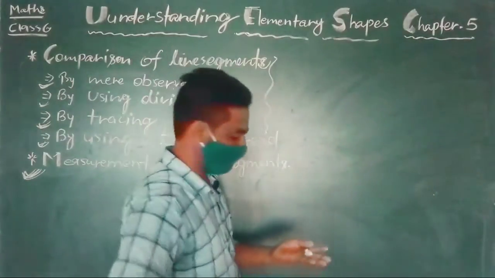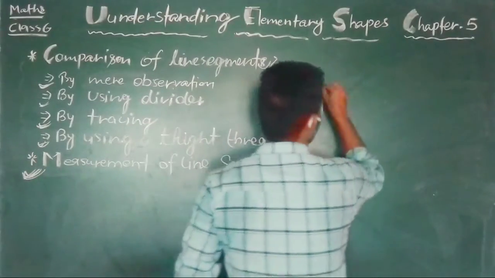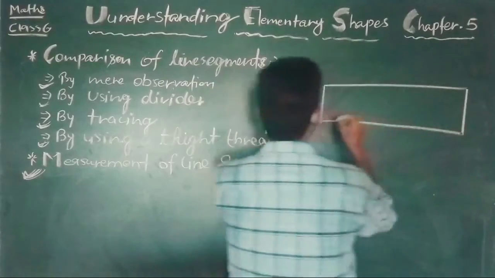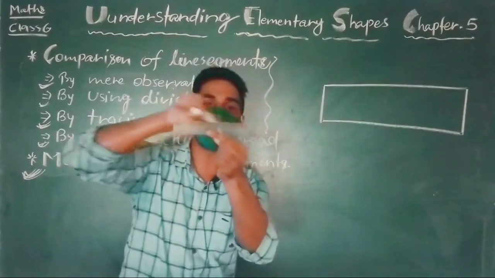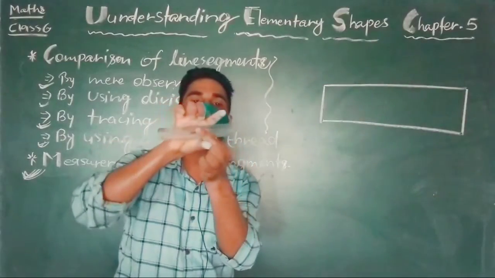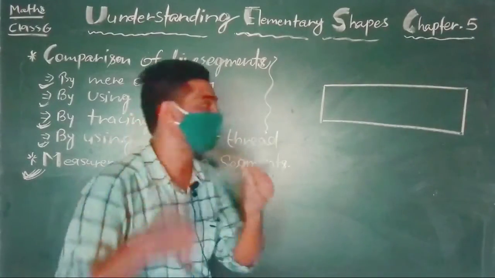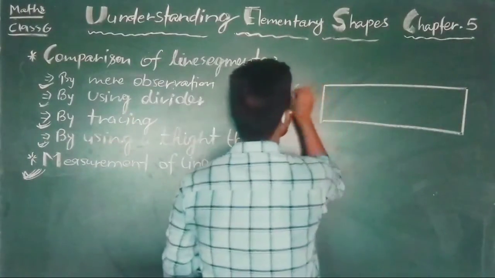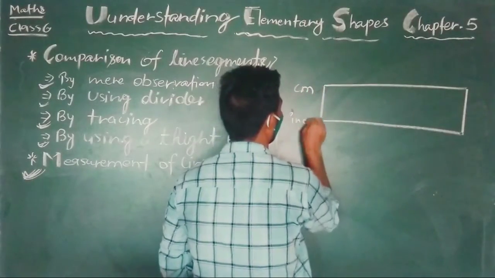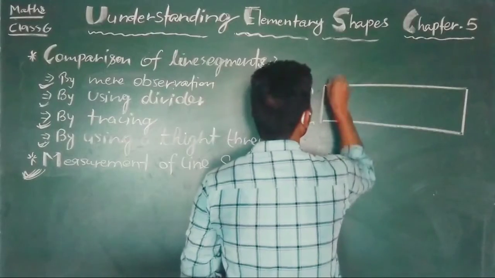Suppose this is a ruler. I am just drawing this. On a ruler, along one edge and along the other edge, there are some numbers written. From the upper side it is written in centimeters, and from the lower side it is written in inches. So it will start like that.